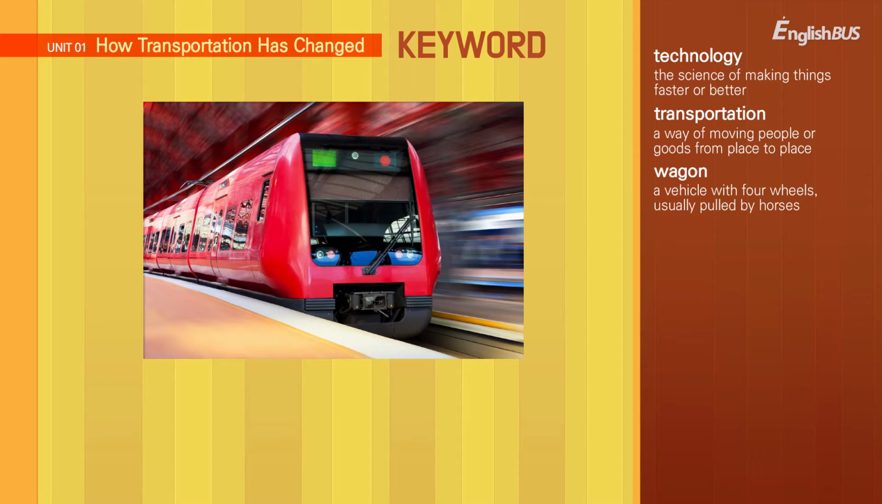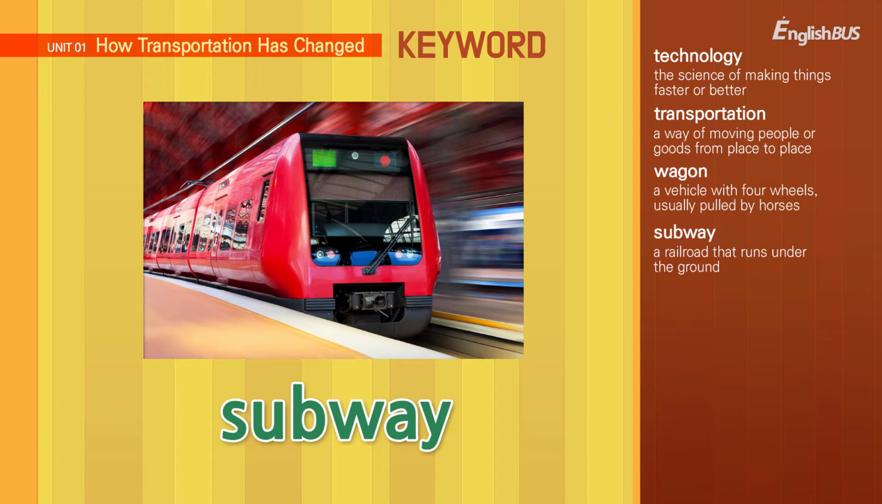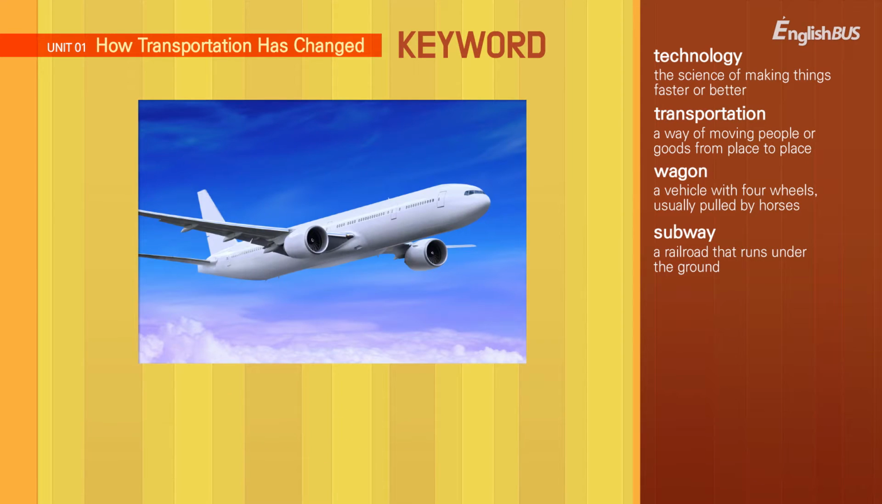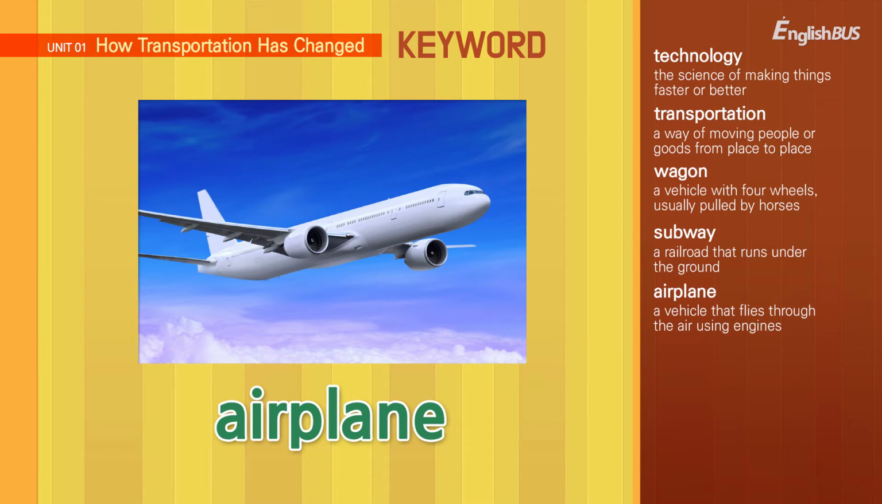But this here is a newer form of transportation. We call it a subway, a railroad that runs under the ground. This form of transportation does not go under the ground, it travels through the air. We call it an airplane, a vehicle that flies through the air using engines.